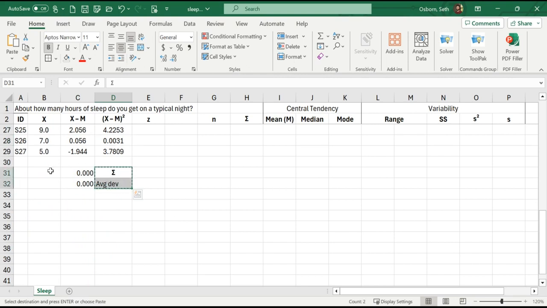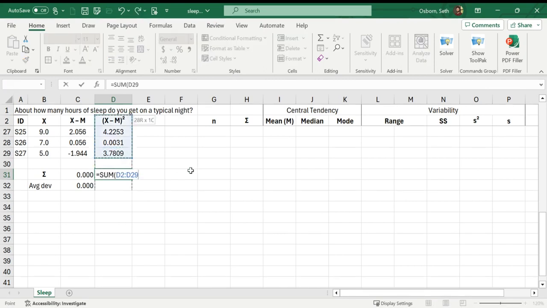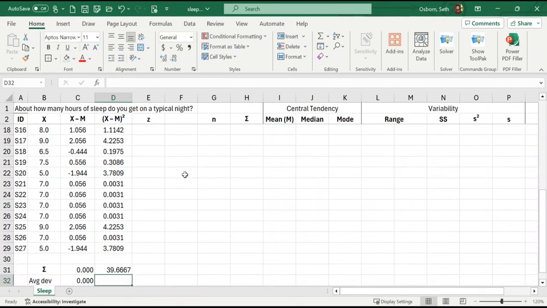Okay, so let's add up all of these squared deviations and see what we get. This is equal to the sum of all of these squared deviations. It's 39.67.